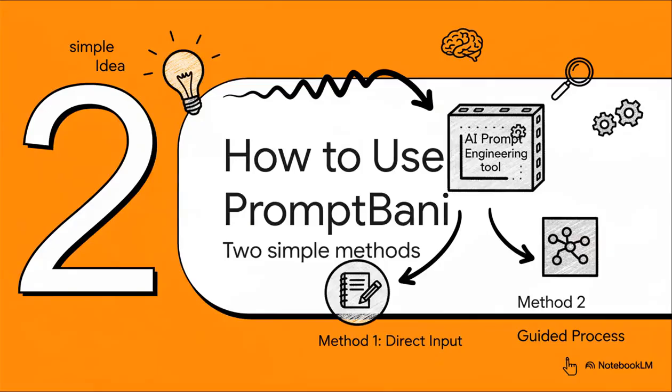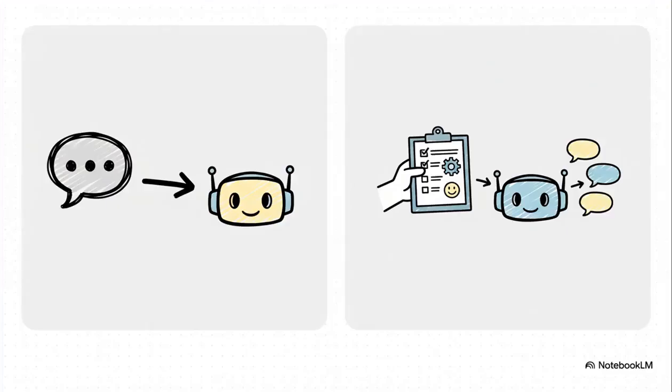Okay, so this sounds great, but how do you actually use it? Well, it's surprisingly simple, and there are two main ways to do it. But before we jump into the step-by-step, we need to quickly understand one key idea, because it's the foundation for the most powerful way to use this tool. And that idea is the difference between a regular prompt and something called a system prompt.